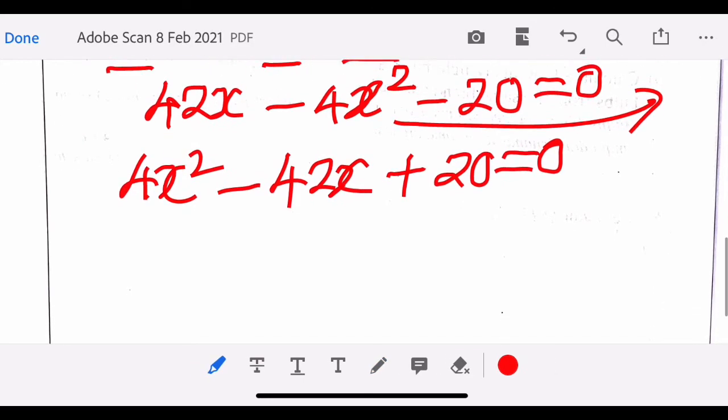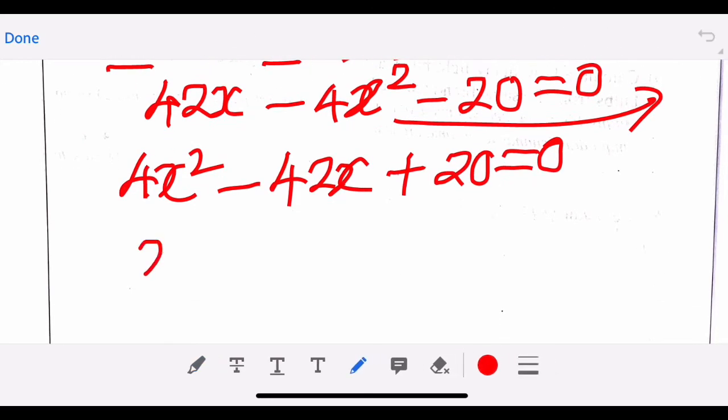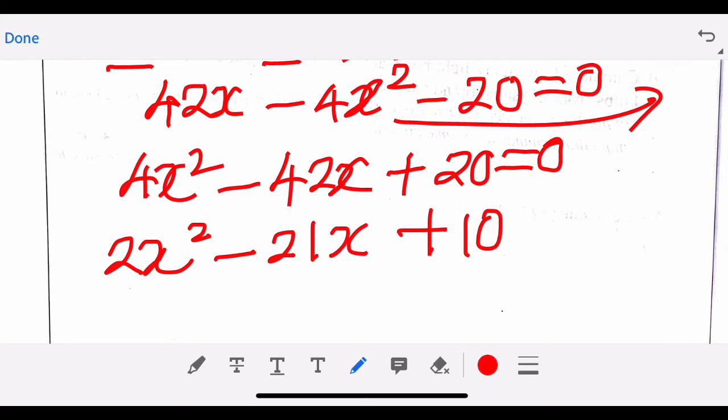Before you use your calculator, before you factorize, you try to divide. Can it be divided by 4? No. Divided by 2? Yes. 2 times 2 is 4, 2, 2x squared, 21x, okay, this is 10. Make sure it's in simplest form.